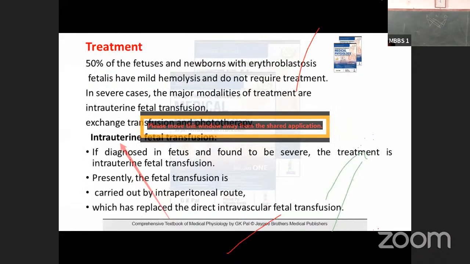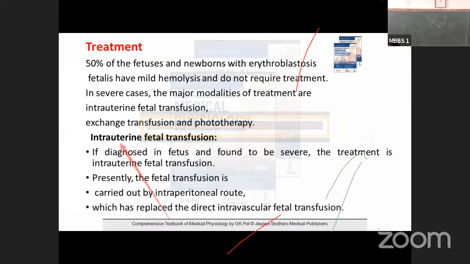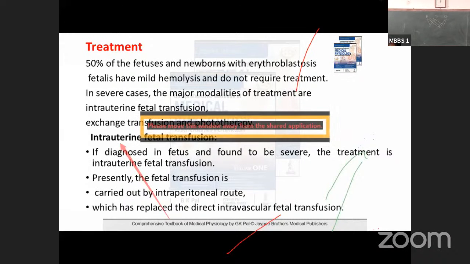It may be asked what are the clinical signs of the erythroblastosis, or enumerate the clinical signs of the erythroblastosis, for 2 marks. So anemia, hemolytic jaundice, hydrops fetalis, Kernicterus, for the 2 marks. For a brief question, only enumerate: 1, 2, 3, 4. Enumerate this for 4 marks or 2 marks.